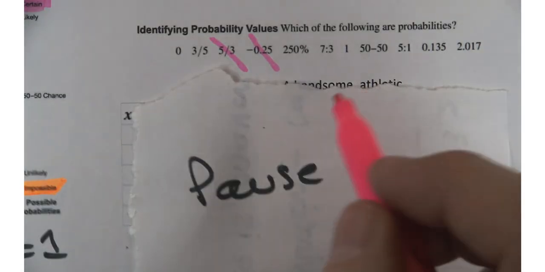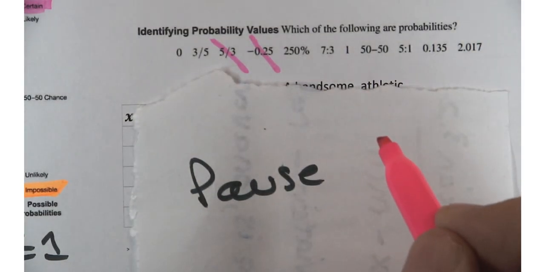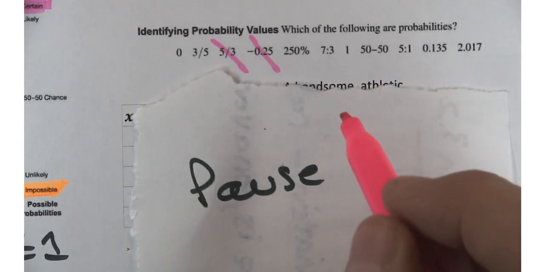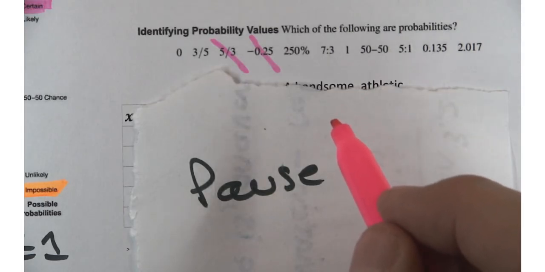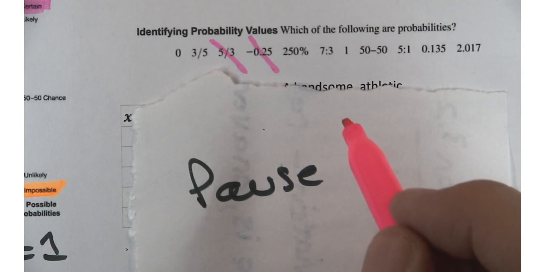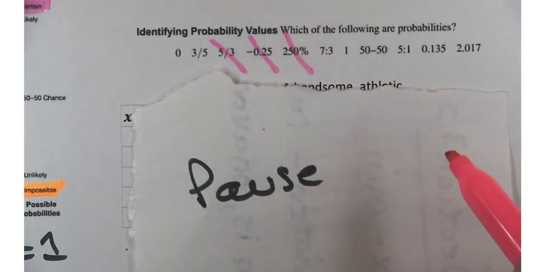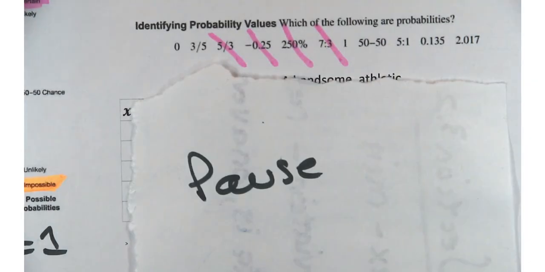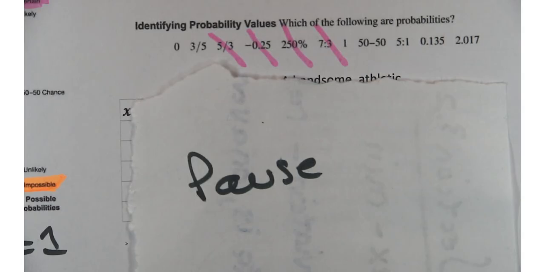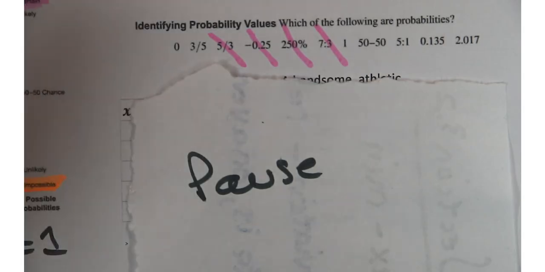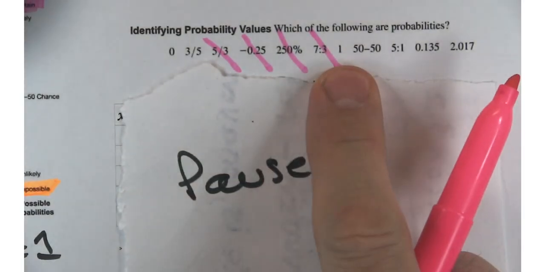Izzy, let's keep it going. What else should I cross off? Just give me the next one. 250%. Thank you. Q, what else could I cross off? 7-3. That's a ratio. Now you can turn those ratios into probabilities, but as it's written, it's not a probability. Cool. How about the next one?